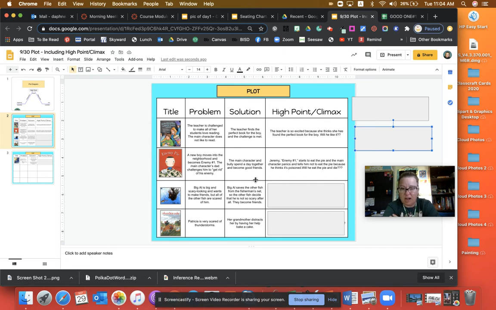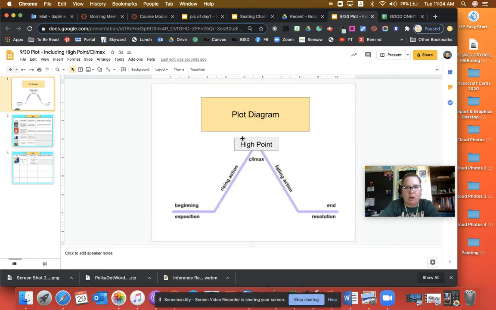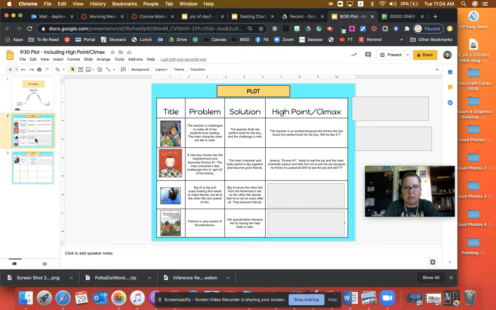And that leaves the reader kind of up here at the top of that mountain. Like, is it going to be okay? Or are we going to just tumble down this mountain? It's going to be really bad. So how is it going to end? That is the high point or the climax of the story.